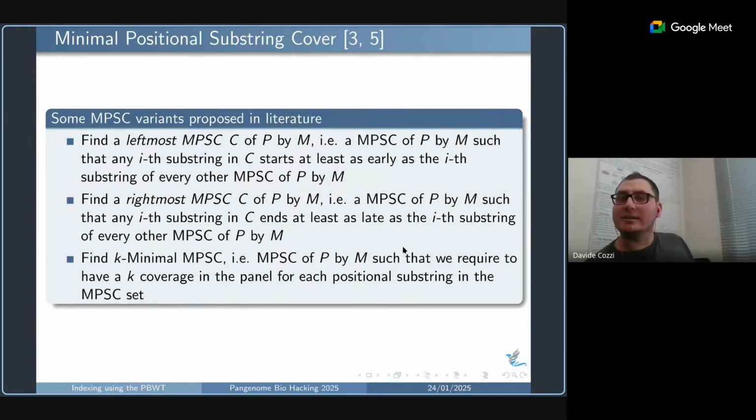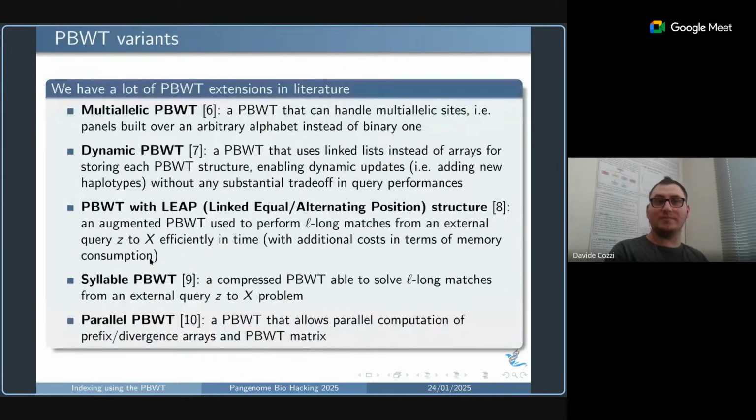We have some variants of this problem in the literature. We want, for example, the leftmost MPSC, which considers the MPSC set that starts at least as early as every other possible MPSC, or the rightmost, which is the opposite, so it ends at least as late as any other. Or again, we can impose a sort of coverage, requiring at least k rows in our panel that provide the coverage.